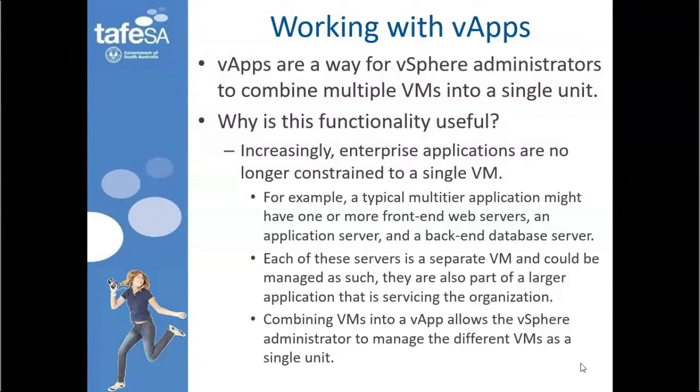So increasingly, enterprise applications are no longer constrained by a single virtual machine. Usually they use a lot of different components to get a solution working. For example, a typical multi-tiered application might have one or more front-end web servers, an application server, a back-end database server. Each of these servers is a separate VM and could be managed separately. But they are also part of a larger application that serves the organization. So combining the virtual machines in a single vApp allows the VC administrator to manage the different VMs as a single unit. That's the benefit, it's convenience, okay? And like I said, we can then package it.